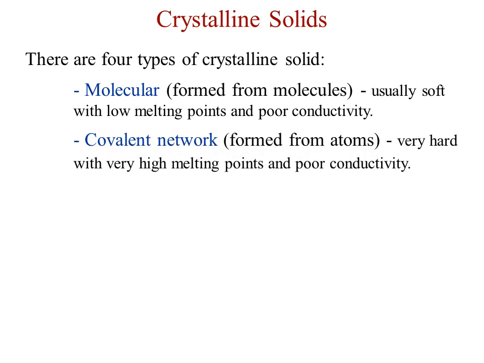The second type of crystalline solid is a covalent network. It's formed by atoms covalently bonding together. Since the covalent bonds between the atoms in the crystal are stronger than the bonding between the molecules, it's going to be harder. It's going to have a higher melting point. And again, you're not going to be a conductor if you're a covalent network crystal because you don't have charged particles that are free to move around.